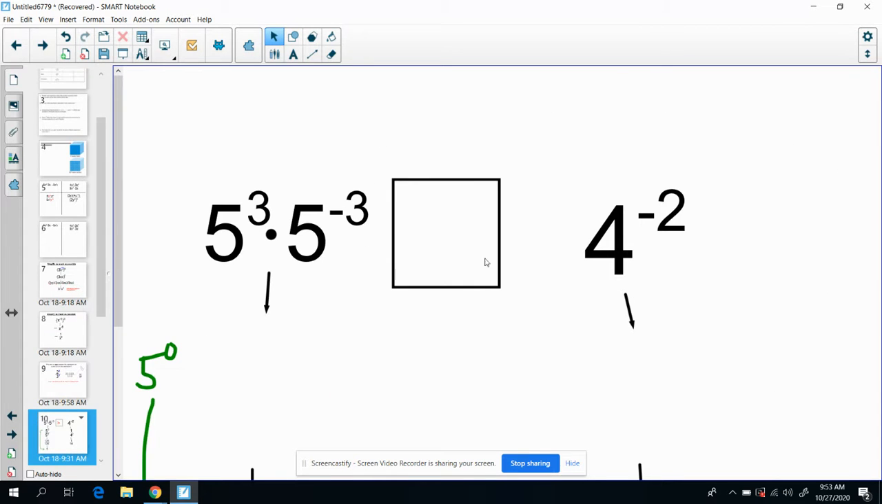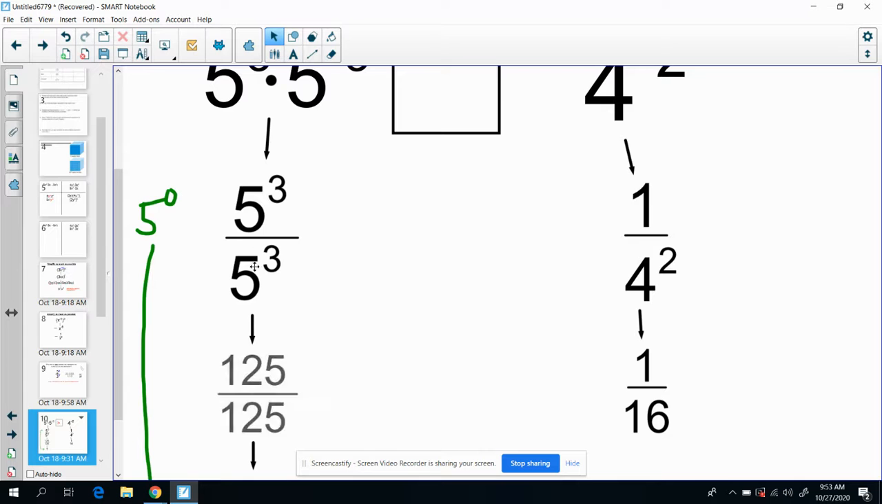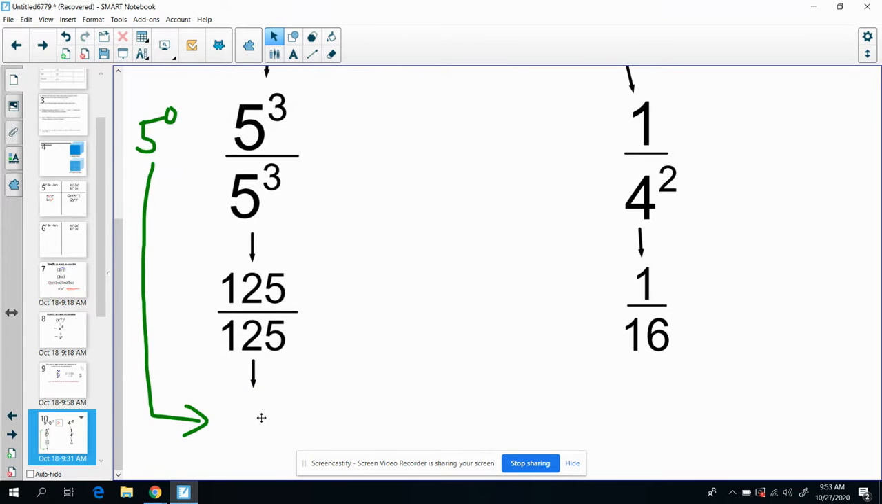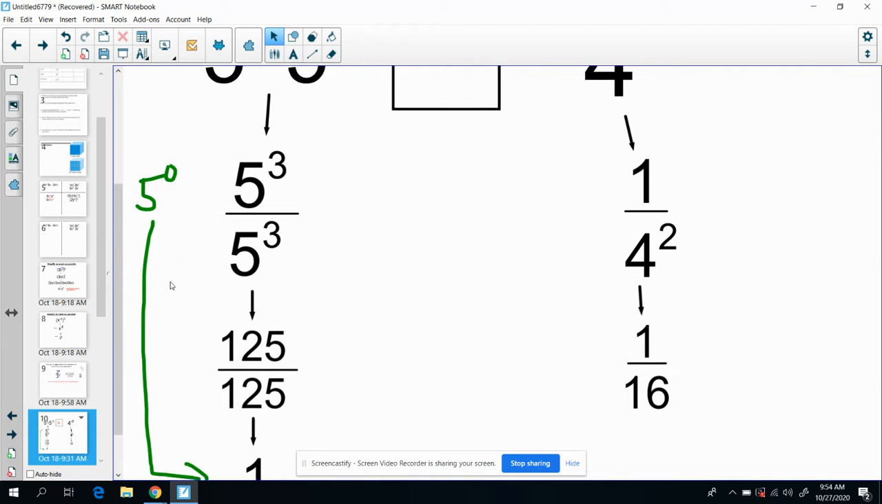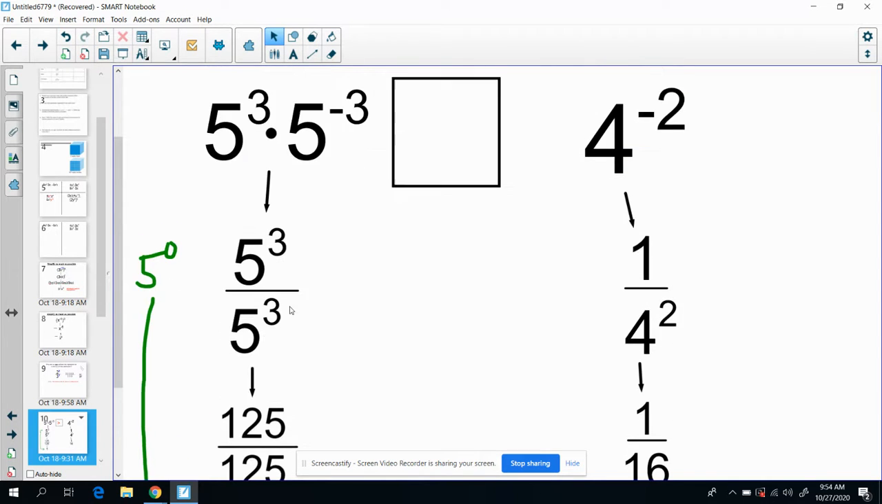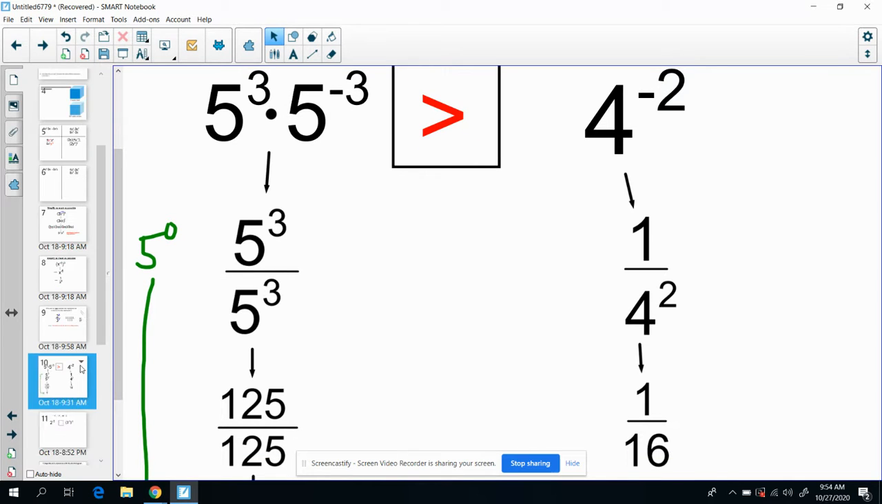All right. Here we're asking which one is greater, right? Now, 4 to the negative 2, I could write as 1 over 4 squared, so that's 1/16, right? Here, that negative exponent will go in the denominator, right? 5 cubed is 125. Anything divided by itself is 1. Now, if we added the exponents, 3 plus negative 3 is 0. 5 to the 0 is also 1. So 2 different ways you could get that answer there, right? 1 is greater than 1/16.